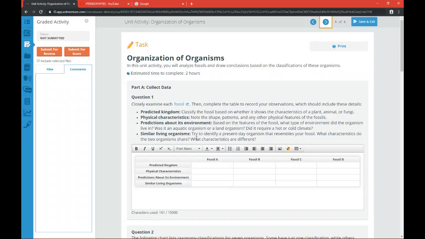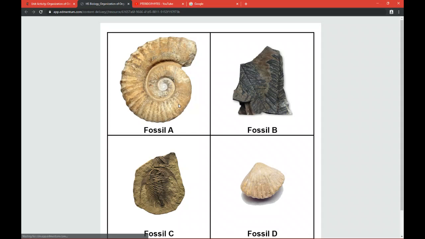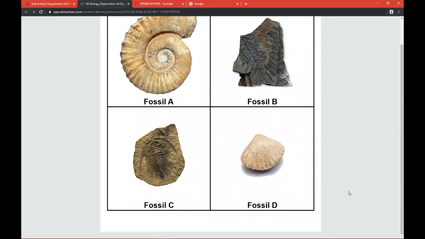Similar living organisms: try to identify present-day organisms that resemble the fossils. Which characteristics do the two organisms share? What characteristics are different? When you look at the fossil records, you're trying to think of how present-day animals, plants, or fungi that we know of are represented in these fossils. You're going to click on the blue link to be shown the different fossils.